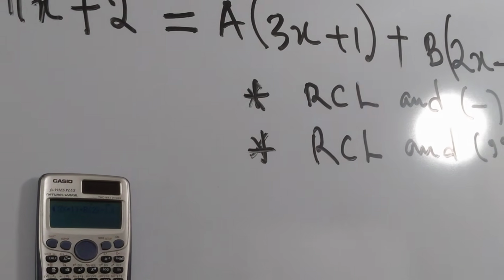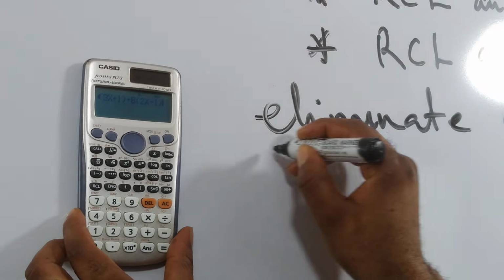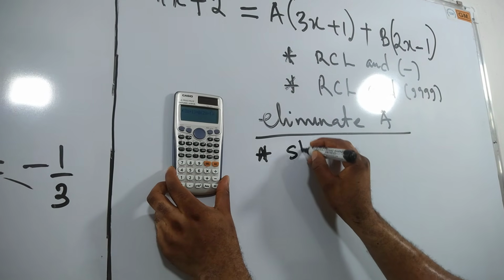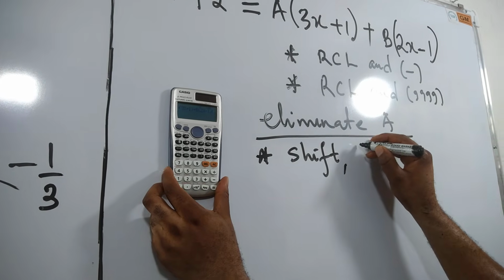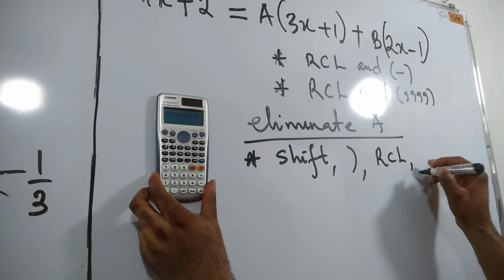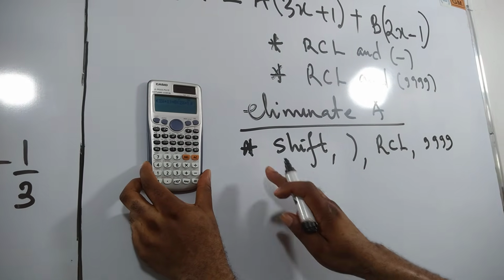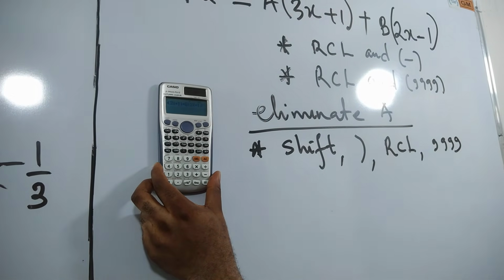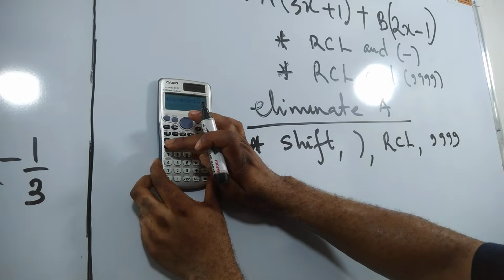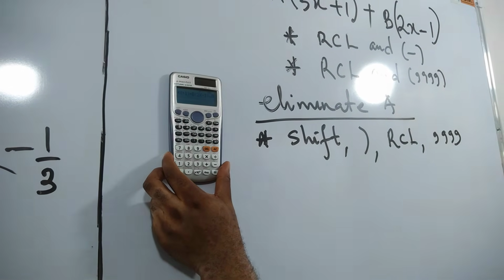Now, what is the next thing? I want to eliminate A. First, how do I eliminate A? Observe this now. The first thing you are going to punch is shift, comma, close bracket, then arrow CL. Then you now punch 9999. I said the first thing to punch is shift, which I have done. Then the next thing is open bracket, which I have done. Followed by arrow CL, which I have done. Then you now punch this, which is this 99. Can you see that B has appeared?